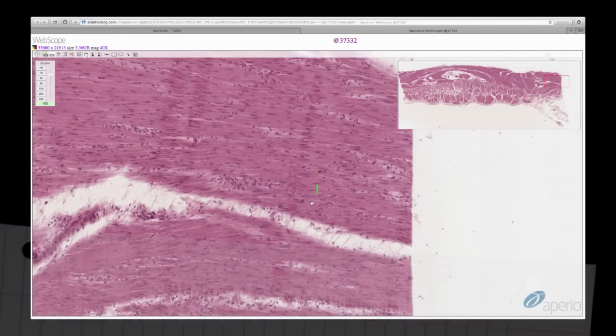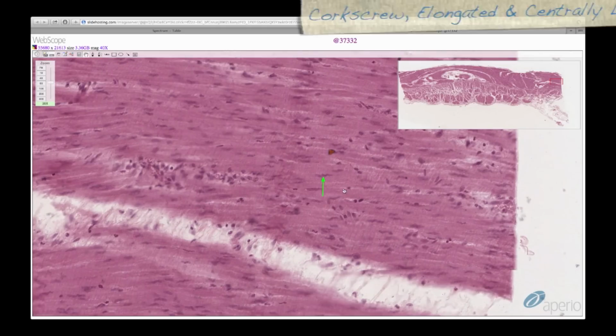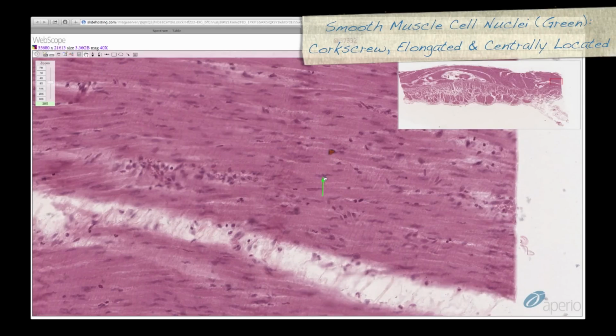Many people, including myself, have a difficult time distinguishing between smooth muscle and dense, regular connective tissue. Smooth muscle can be identified histologically by the presence of centrally located, elongated nuclei. Smooth muscle cell nuclei often have a corkscrew appearance in longitudinal section. A corkscrew-shaped nucleus can be seen at the tip of the green arrow.